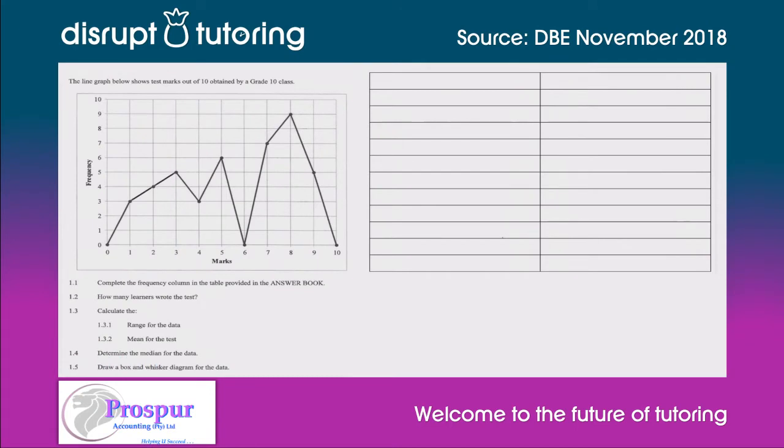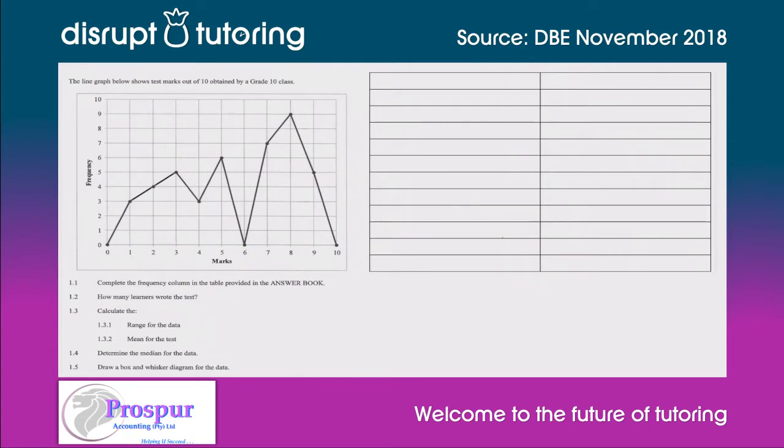Today, we're going to deal with some data handling, and we've pulled this question from grade 10, November 2018, set by the DBE. Okay, let's get straight into it. So they've given us this line graph, and the very first thing they've asked us to do is to complete the frequency column in the table provided. So I've put a frequency column to the right-hand side here, and let's fill it in together.